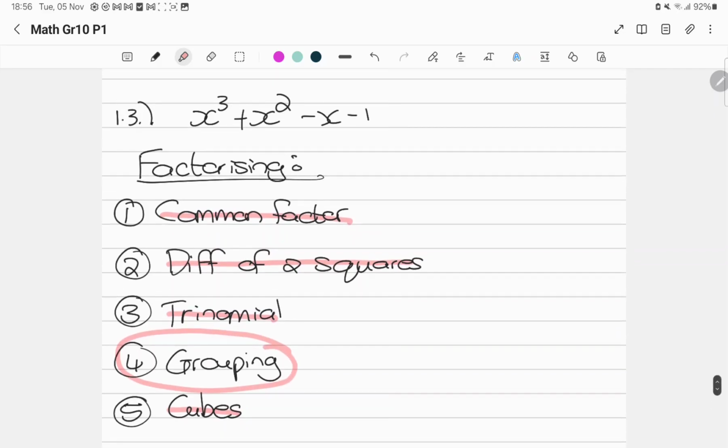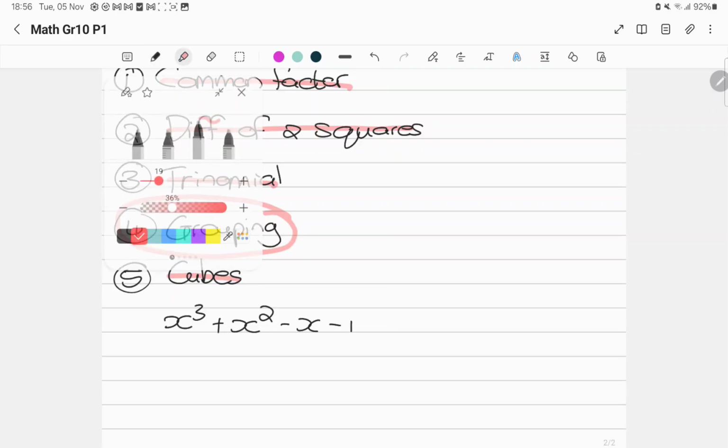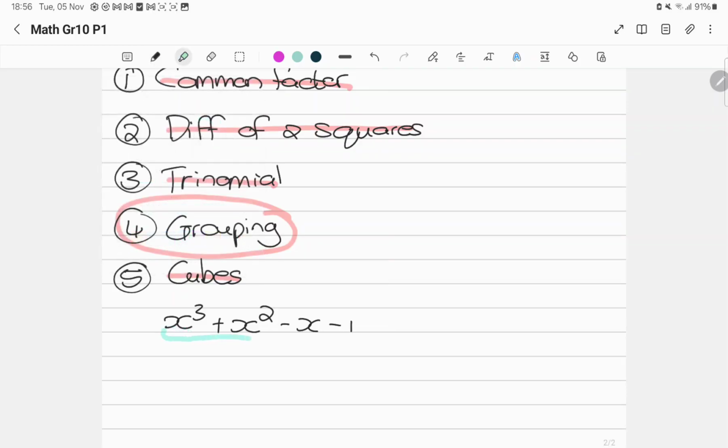Alright, so with grouping, let's have a look. I have x to the power 3 plus x squared minus x minus 1. The easiest way always is to group your first 2 terms together and then your second 2 terms. But in an instance where it doesn't work out like this, you can rearrange them until you have 2 groups that have something in common. That's very important. Sometimes you need to rearrange your terms so that you can get groups.